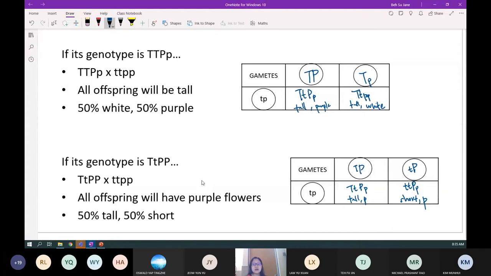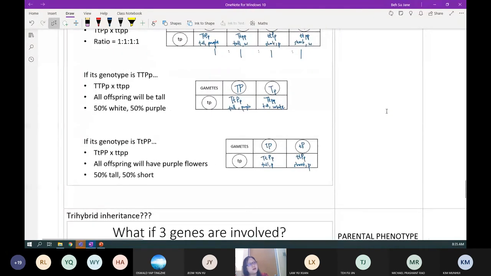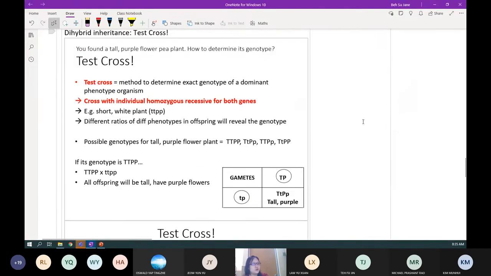Okay? It's some sort of working. Right, so that's test cross. What do you do then if you have found a tall purple flower pea plant in a random field? You don't know its genotype. What do you do? You take it, you cross it with an individual that's homozygous recessive for both genes, aka all the small letter fellas, right? Or the one with recessive phenotype.